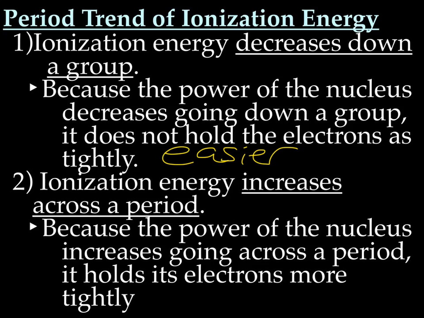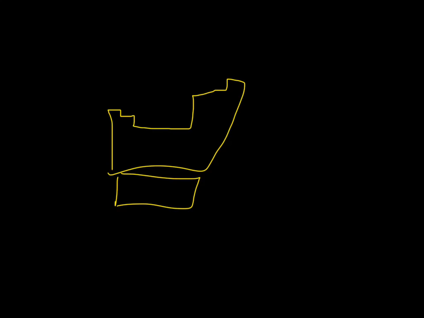Ionization energy increases across the period. Remember, go back to the power of the nucleus. Because the power of the nucleus increases going across the period, it's holding its electrons more tightly. It gets more and more difficult to remove an electron. Okay? So if we were to make our cute little periodic table, okay, not really very good. That's okay.